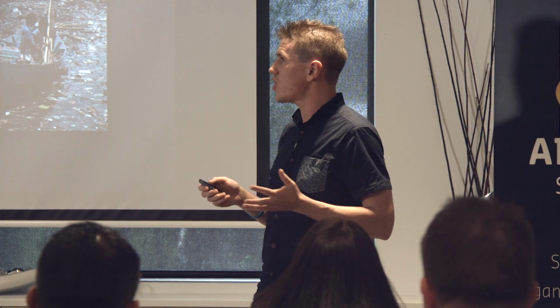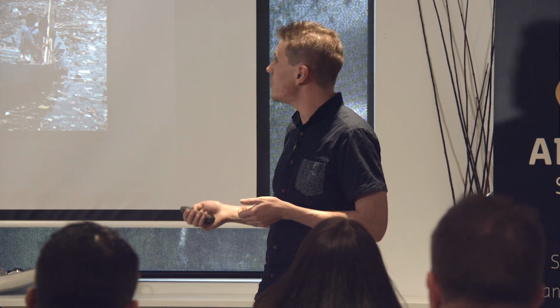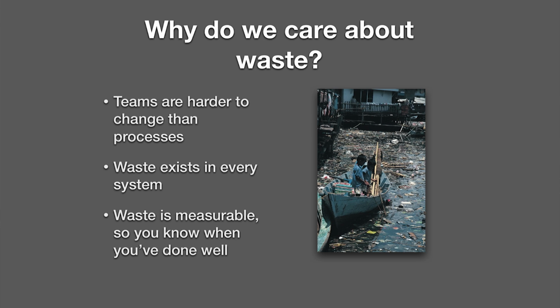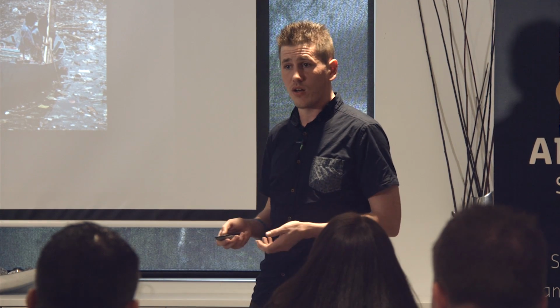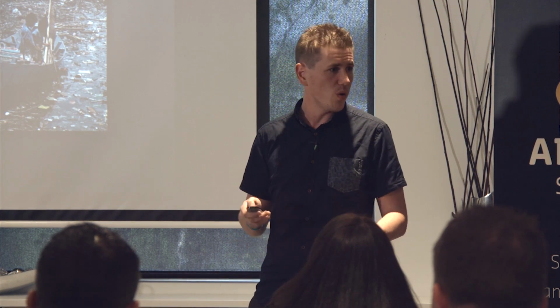We have an easier time changing the processes around people, and that leads to easier ways to reduce waste in our systems. Waste exists in every system, so the more we can wake up and learn to see it, the easier it is to start to make changes to our systems. And waste is measurable. Unlike a lot of things, if you're talking about people, it's harder to measure some things about people, but when it comes to waste, you can actually quantify it in a lot of cases and tell when an improvement you've made has really made a difference or whether it's made things worse, for instance.